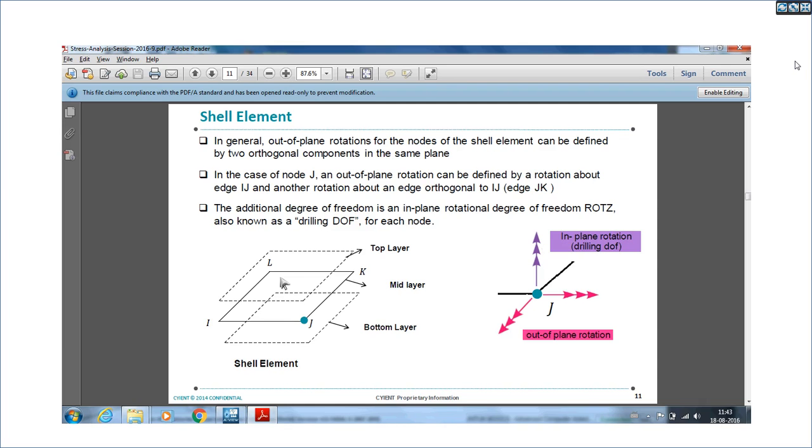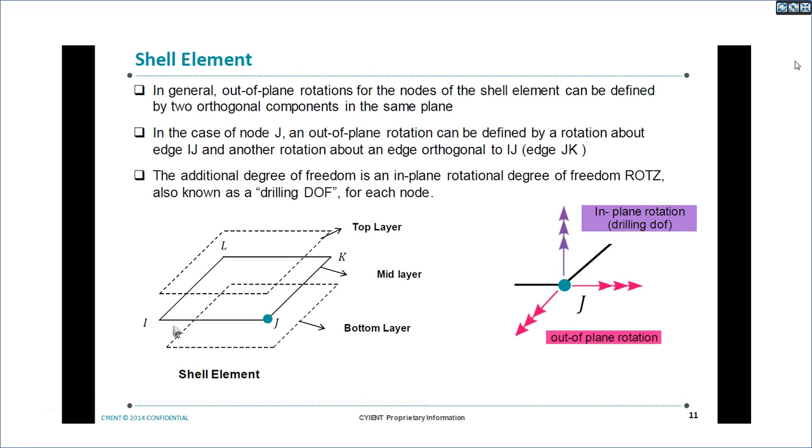Because it doesn't have any face, it is only 1 point. The complete line is represented by only node J. So it will have one rotation coming from ij, one rotation coming from jk, and one rotation coming normal to these two rotations. That is called drilling degrees of freedom. This is an in-plane rotation.